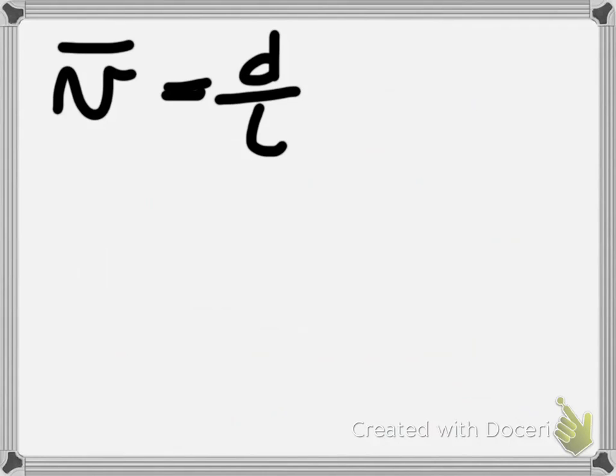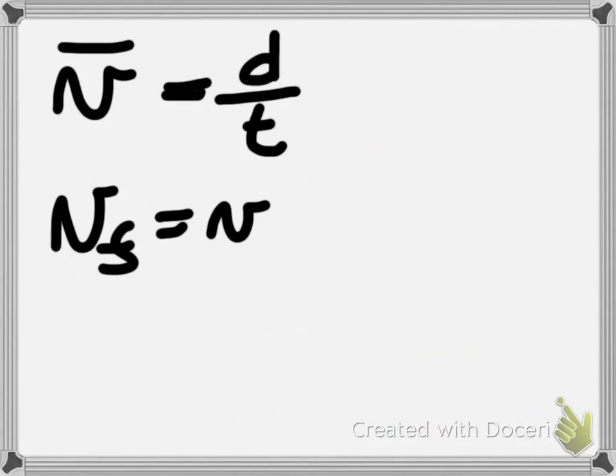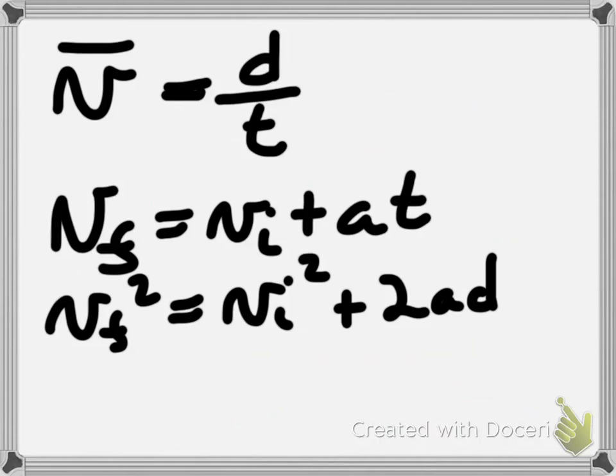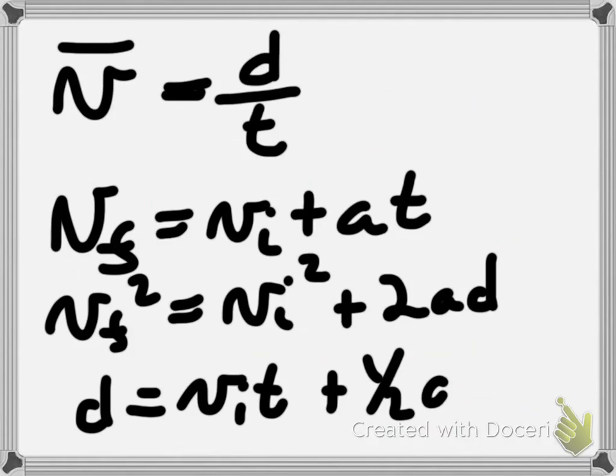We'll do one more thing here. Basic kinematics equations. Okay. Basic equations are average velocity is displacement over time. Okay. VF equals VI plus AT. VF squared equals VI squared plus 2AD. And D equals VIT plus 1/2 AT squared. Now these are all in your reference tables. Okay. The average velocity is your total displacement divided by your total time.